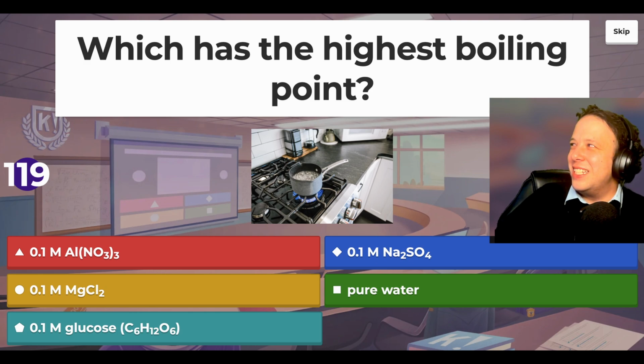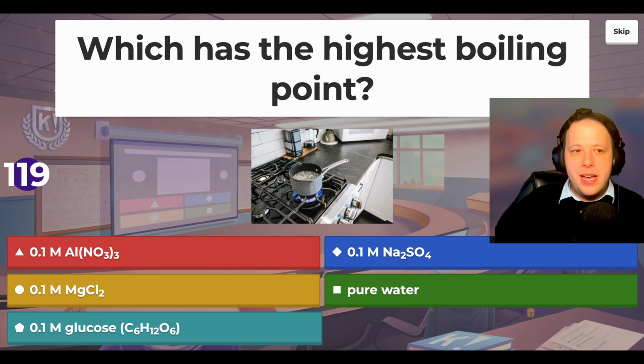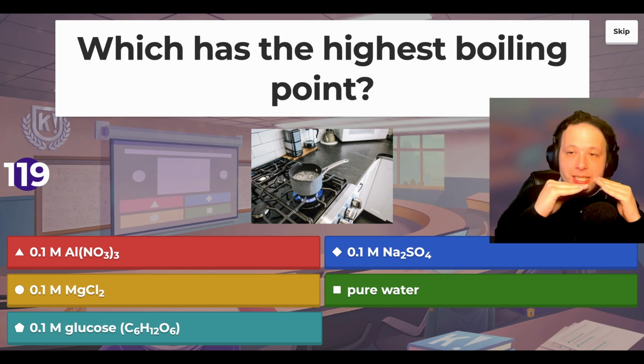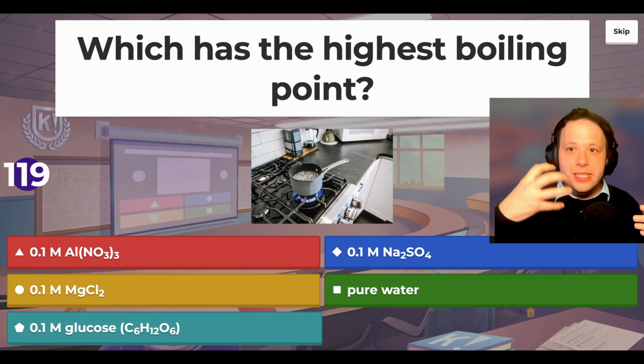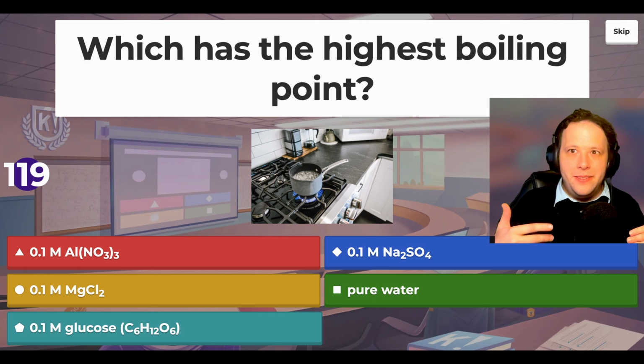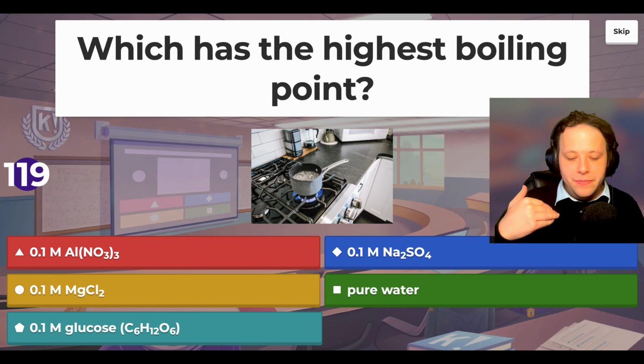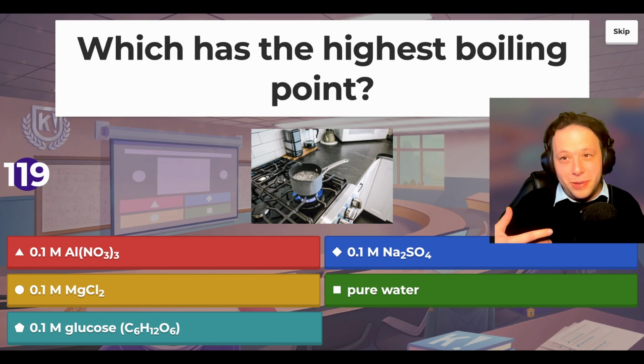Which one of these has the highest boiling point? I realized I didn't really talk about this in class, but I did talk about it in a video. It's a lot easier than you might realize. It's all about how many ions it can break down into. The more ions it can break down into when it is dissolved, the higher the boiling point or the lower the freezing point. It's all based on how it dissolves. If it breaks down into 4 ions, that's going to have a higher boiling point than something with 3, and something higher than something with 2, and something higher than something with 1.